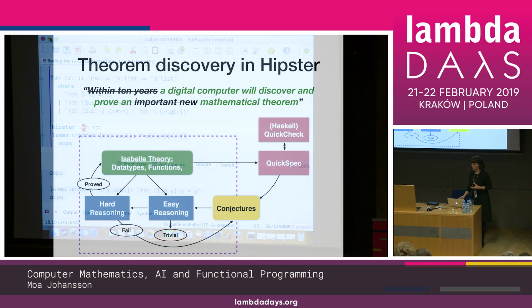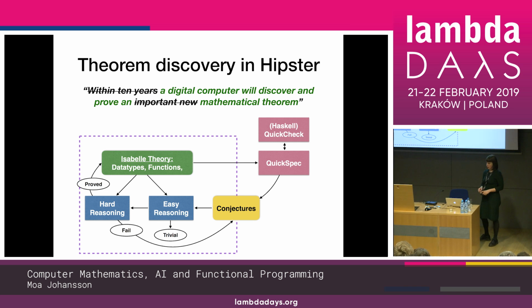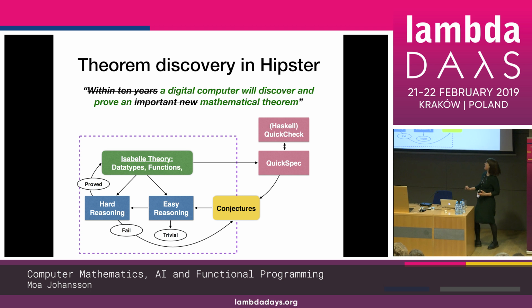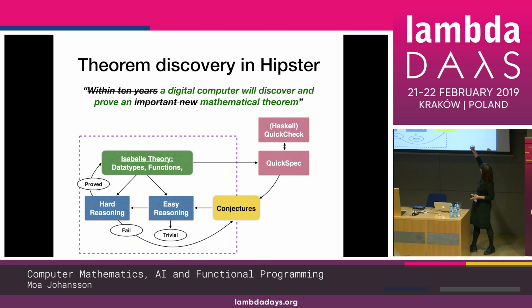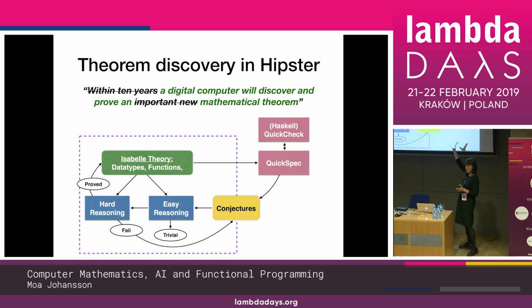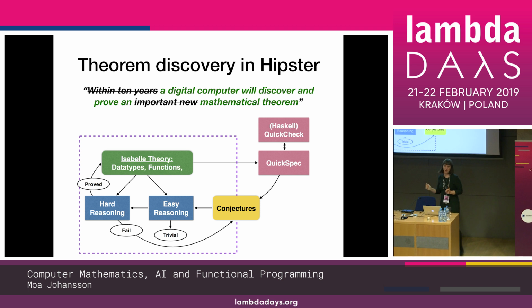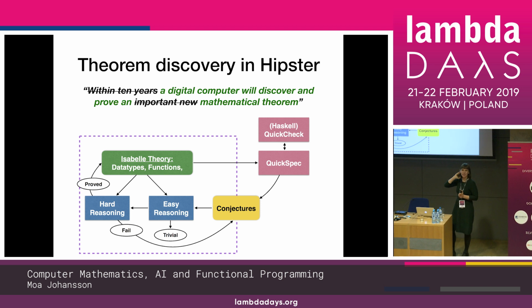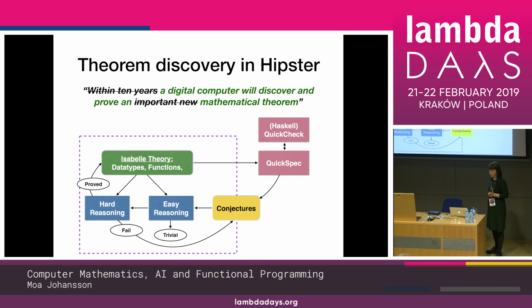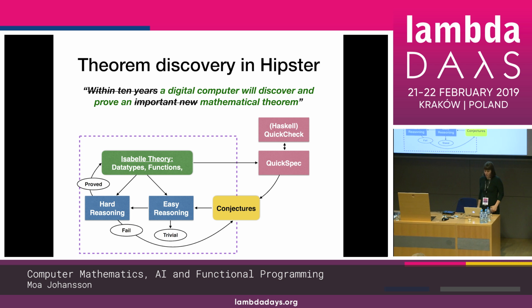OK. I'm going to go back to the presentation. So where are we now then? A digital computer has discovered and proved not an important or new, but a mathematical theorem nonetheless. So that's good. We had to scratch out important and new, but hey, it's progress. And how did it work?